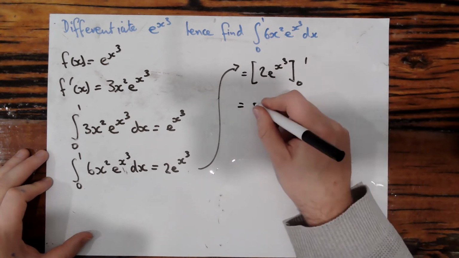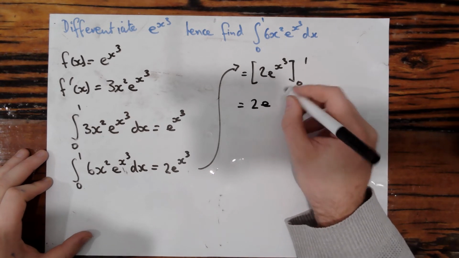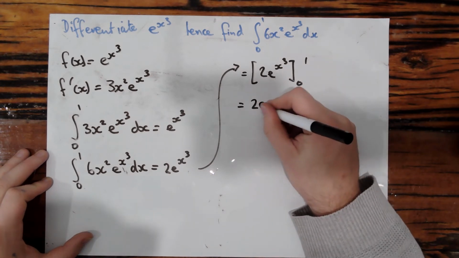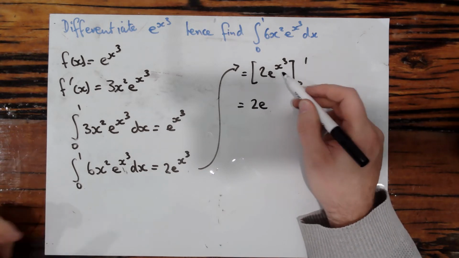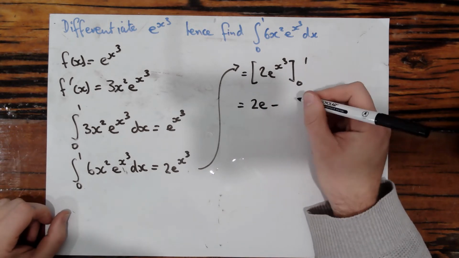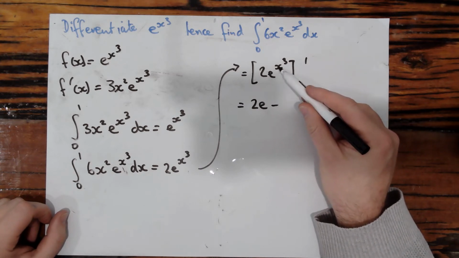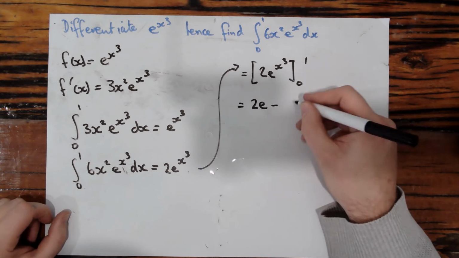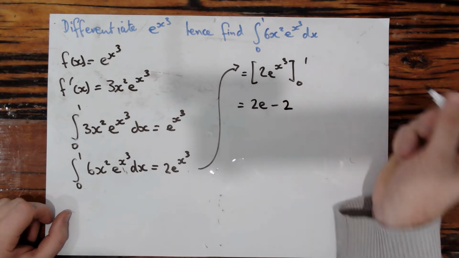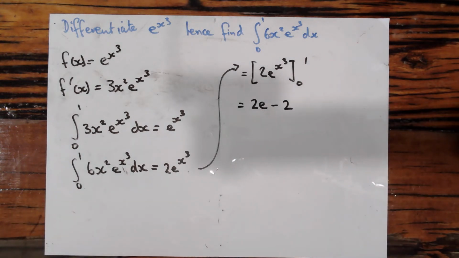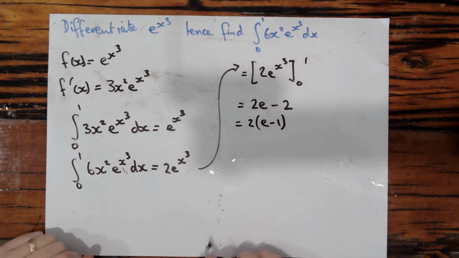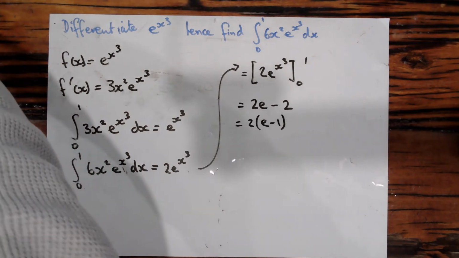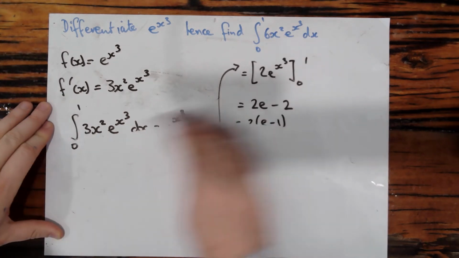So we're going to have 2e, because x being 1, 1 cubed is just 1, e to the 1 is just e, minus, anything to the power of 0 is just 1, and 1 times 2 is 2. So our answer is going to be 2e take 2, or if you like, 2 outside of e take 1. I've got one more problem I want to show you, but I just need to rub this one out first.